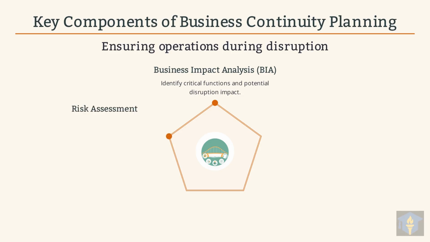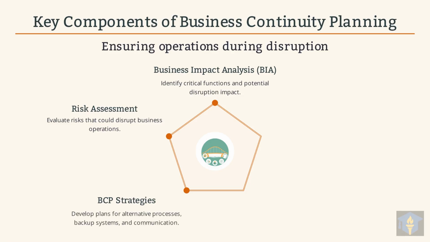Next, a thorough risk assessment helps us understand what could go wrong. We evaluate all potential risks that could disrupt your business operations and their likelihood. Then, we develop BCP strategies, which are the core plans for continuity. These strategies include developing alternative processes, setting up backup systems, and clear communication plans.